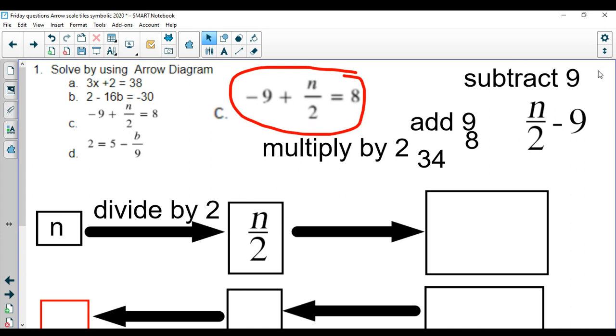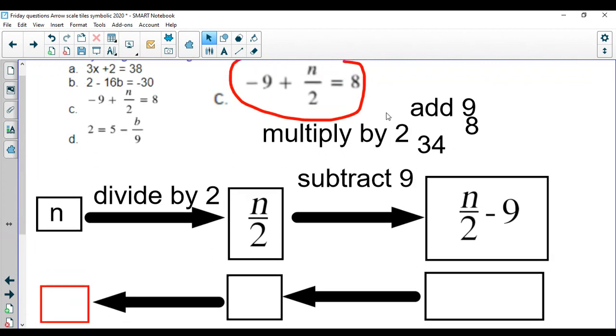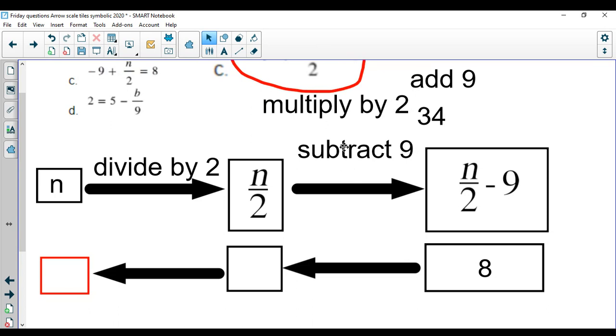Now what do I do? I subtract 9, because that's what I'm doing. I'm adding -9 to n over 2, but n over 2, I'm going to subtract 9. Yes, it is the same, left side, ladies and gentlemen, sign to the left. Then I go to my 8. My 8's on the right side, put it right down here. Don't worry about our equation now.